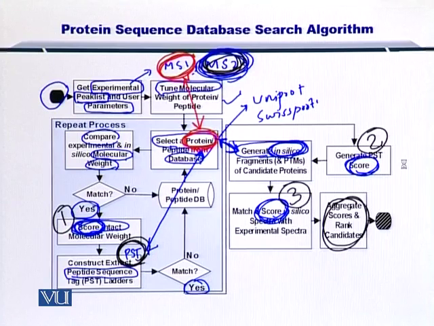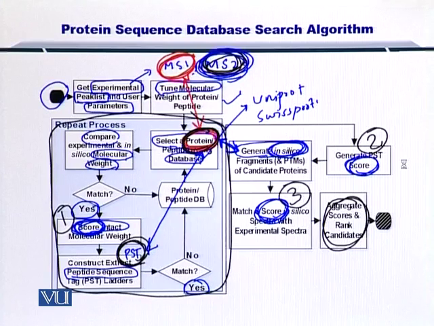Of course, once you have processed this protein, then you have to select the next protein from the database and repeat this entire process again. In this way, you will have scores for all the proteins in the database.